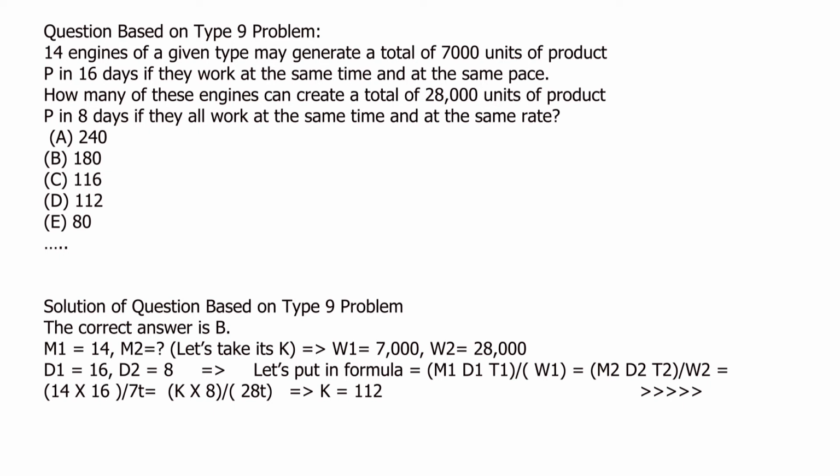So if we are using this simple method, we can easily solve this type of problem with different men and different days. The only thing is that we need to remember the formula, or we can derive the formula. This is only a unitary method, right? So we are equating both sides and we are deriving the formula. So the formula is: remember M1 D1 T1 divided by W1 is equal to M2 D2 T2 divided by W2.